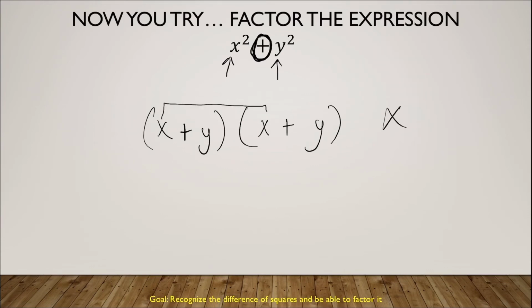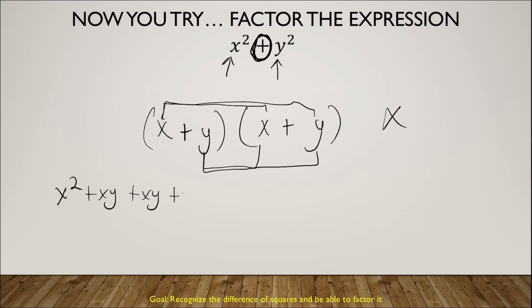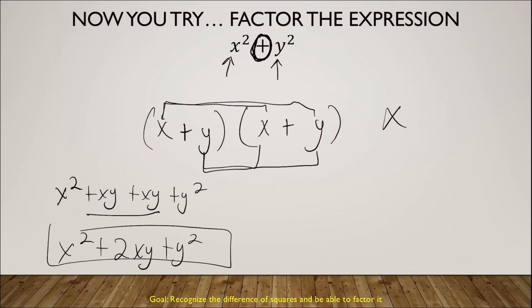If I go x times x, I get x squared. X times y gives me plus xy. Y and x there is plus xy again. And y times y gives me a y squared. Now when I combine my like terms, I get x squared plus 2xy plus y squared. This doesn't work. I need these to be different signs so that the middle term is going to cancel out. These two right here, I want them to cancel out so I can be left with a binomial.